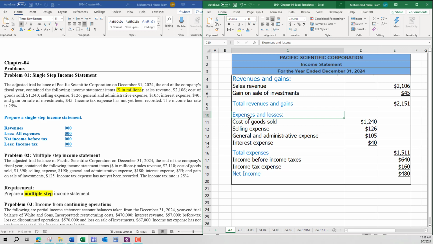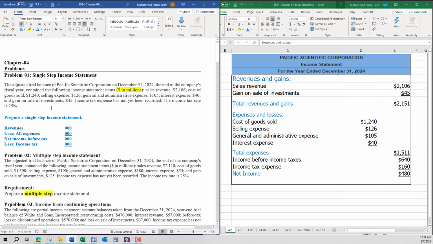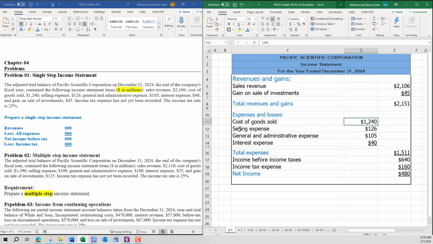And then expenses and losses. We can see that cost of goods sold is 1,240, selling expenses 126, general and administrative expense is 105, and interest expense is 40. And how do we get the total? The sum of these four numbers is equal to 1,511. And total expense and income before tax is how we get it: revenue minus expenses, right?